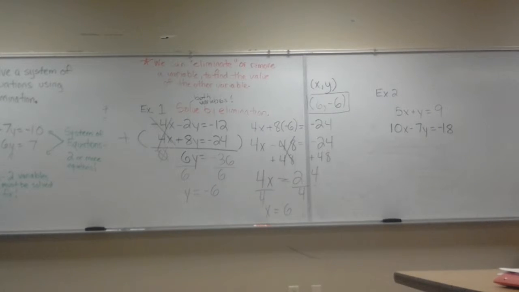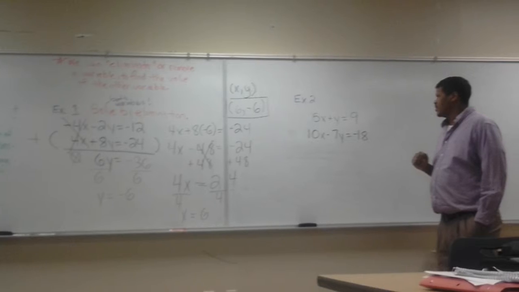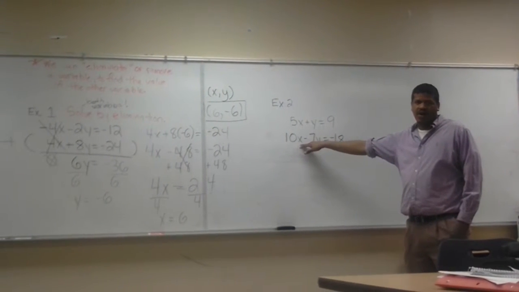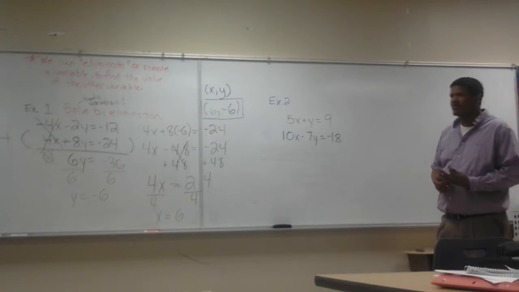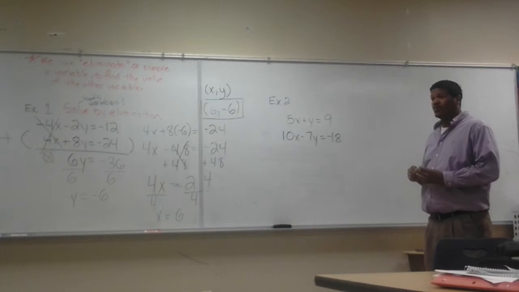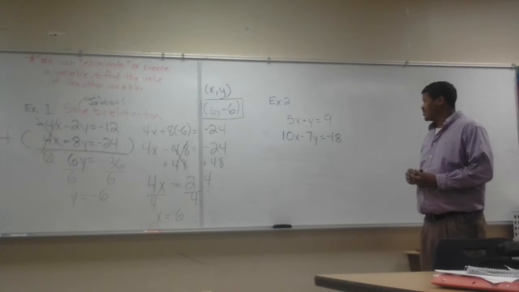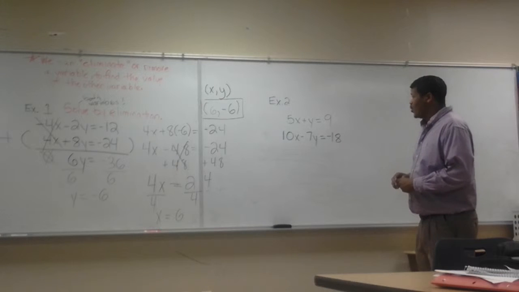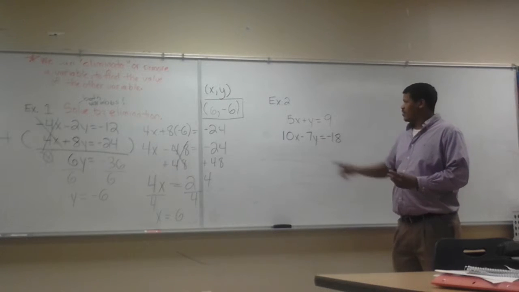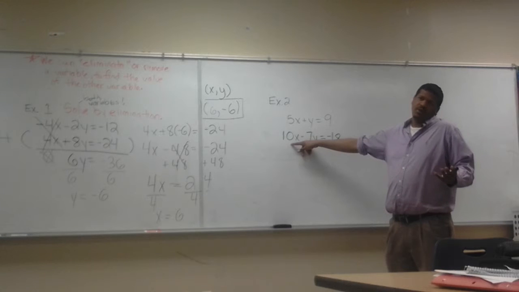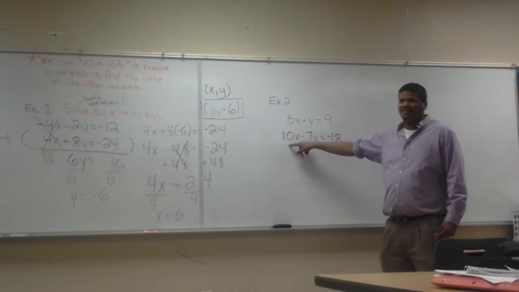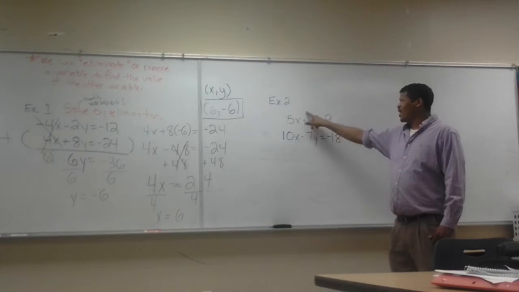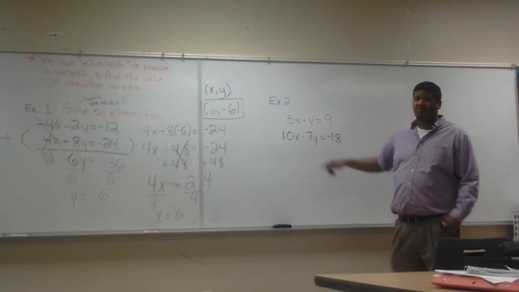Next example, not so easy. We have 5x plus y equals 9, and 10x minus 7y equals negative 18. Same concept, we have a system of two equations with two different variables. We don't have any opposites that cancel out. You have a positive 5 and positive 10, and we have a 1y and a negative 7. So we have nothing that's going to cancel out yet.